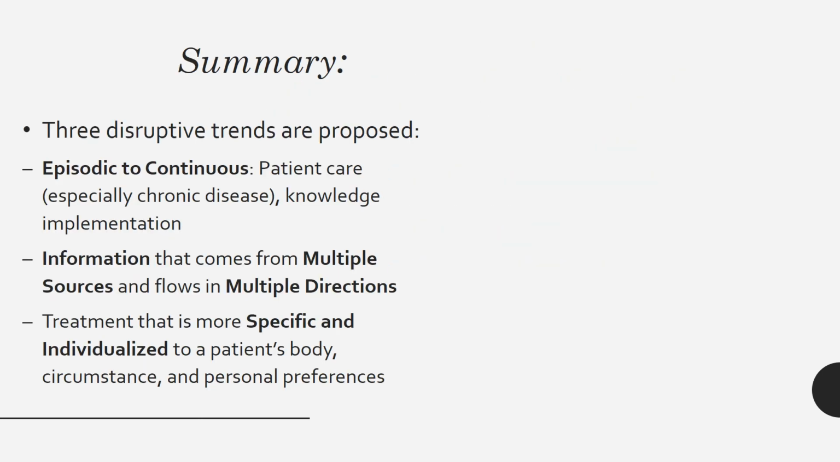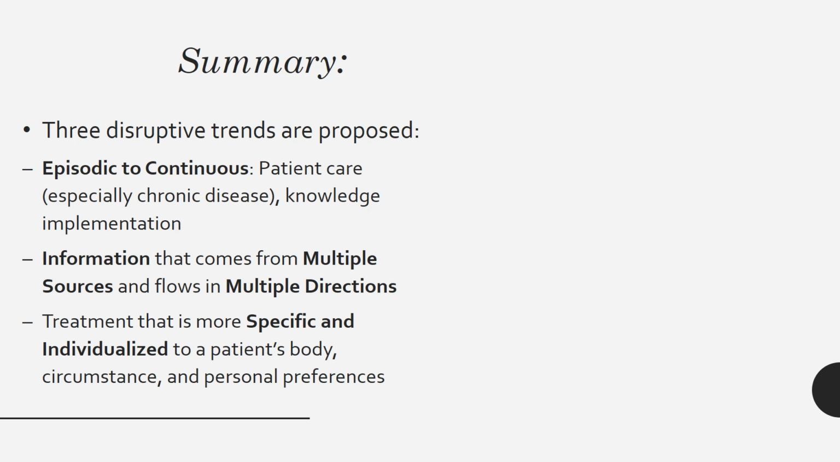So to summarize, I'm proposing 3 disruptive trends. 1, a trend from episodic to continuous, whether that involves patient care or knowledge implementation or other things. I'm suggesting that information that used to come from sort of a single pathway will begin to come from multiple sources and move in multiple directions. And I'm also suggesting that treatment is becoming more specific and more individualized, not just to a patient's body, but to their circumstance and their personal preferences.